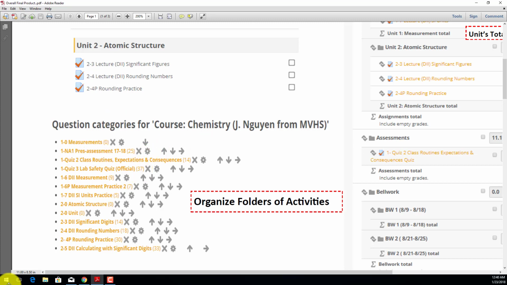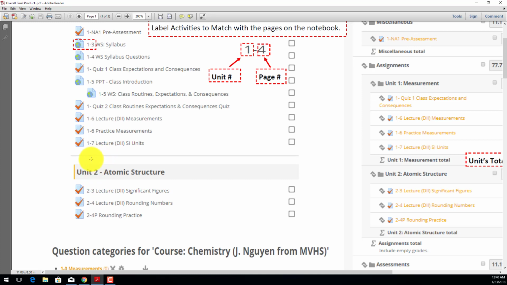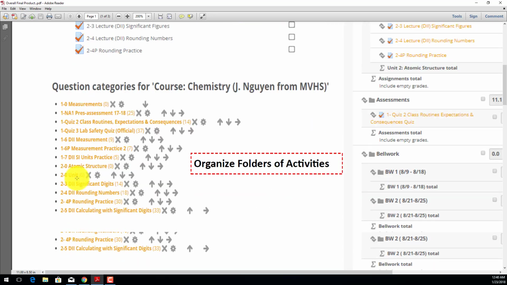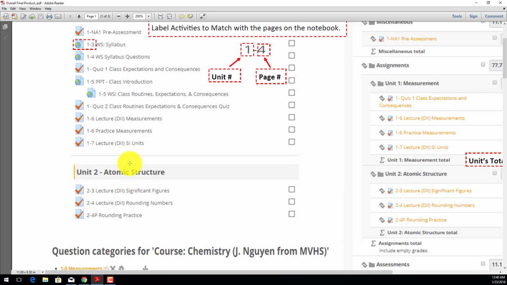And the same thing here, where I think I messed up: I labeled quiz 2 and quiz 3, but it is supposed to be quiz 1 and quiz 2. But you understand the concept behind it. The same thing for the lecture. I have 1-6, which right here I have 1-6 as well, DII. And I also have the practice as well, okay? So you understand the concept behind it.